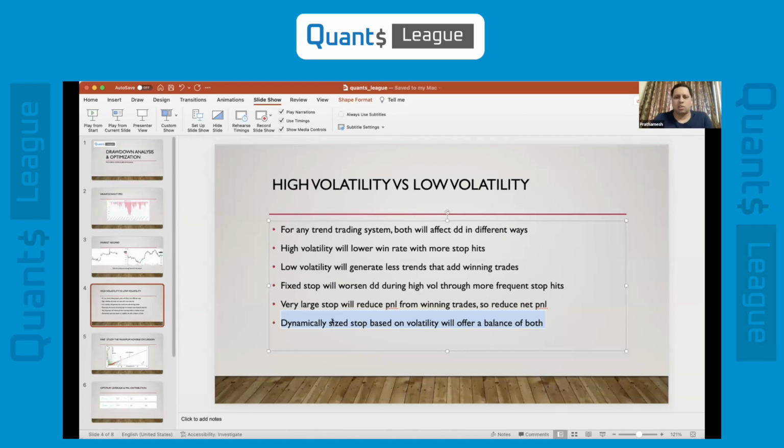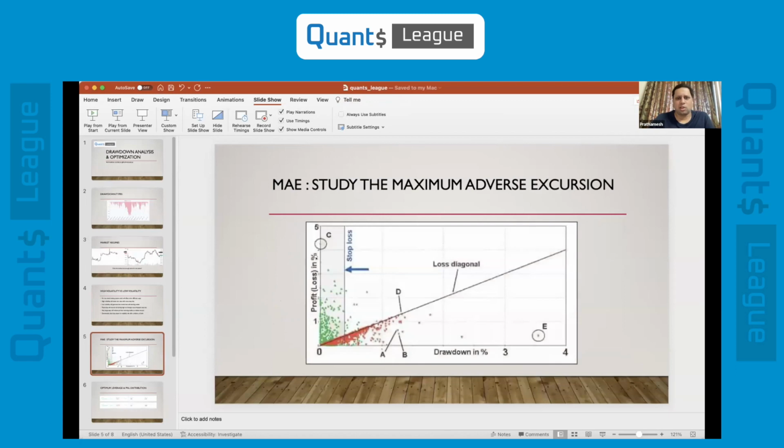So how do we decide this optimum level of stop loss? For that, we go to studying what is called the maximum adverse excursion. This is actually a very simple concept. It's not my chart. I took it from the internet, but it's a very well drawn diagram.